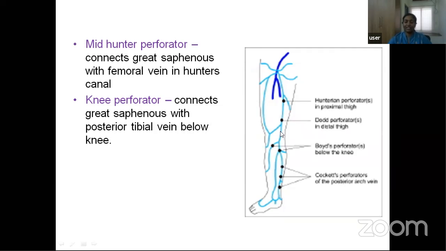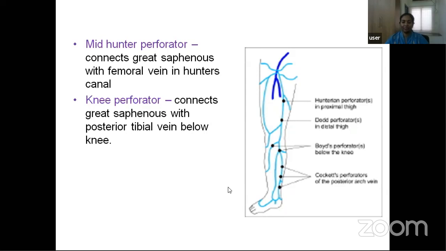And why is it called the hunter's canal? Because John Hunter is a surgeon who has done surgeries for aneurysms of the popliteal artery through this canal. So we have the first perforator in the thigh, which is called the mid-hunter perforator. This mid-hunter perforator is connecting our great saphenous with the femoral vein, in the hunter's canal in the middle of the thigh.